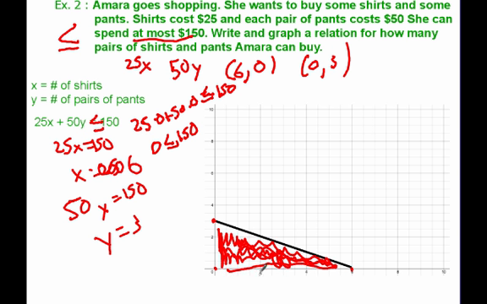For example, if we used, say, 2, 1, that is 2 shirts and 1 pair of pants. Well, 2 times 25 is 50. 1 times 50 is 50. 50 plus 50 is 100, which is less than or equal to 150. So that works in this case. All right? So our answer is simply this graph right here.